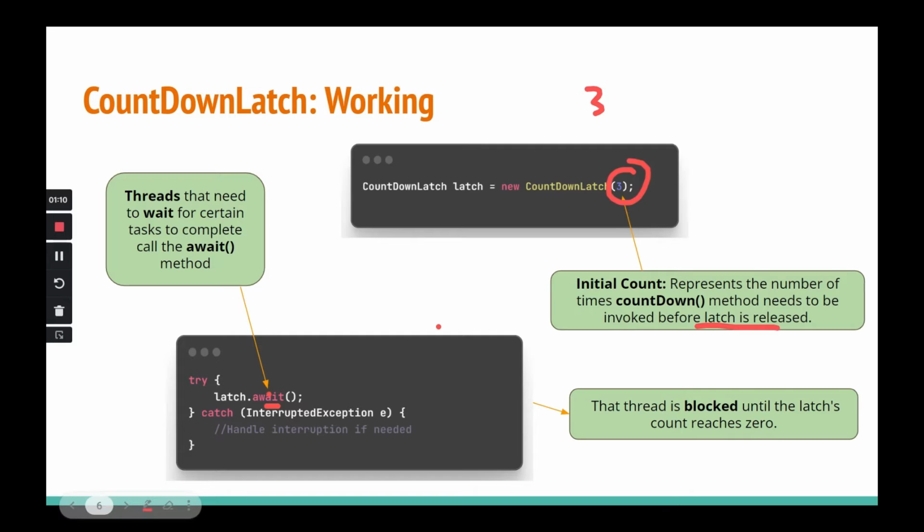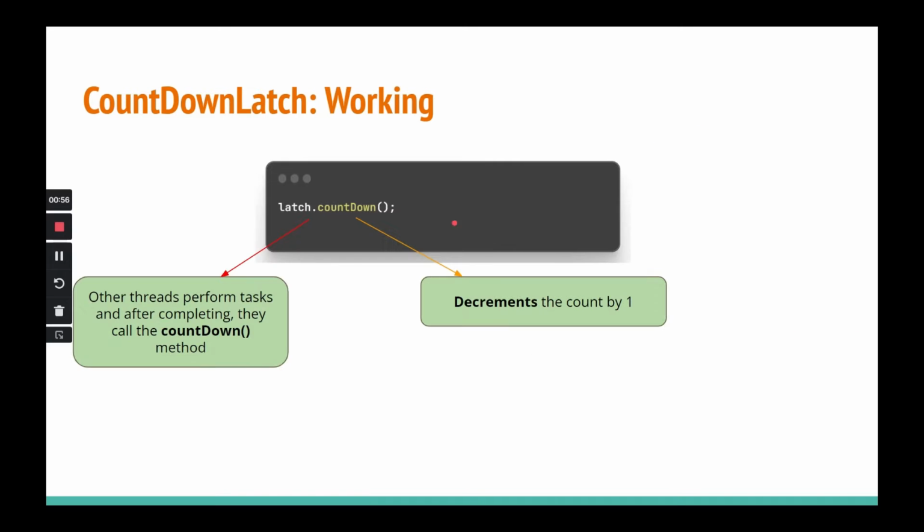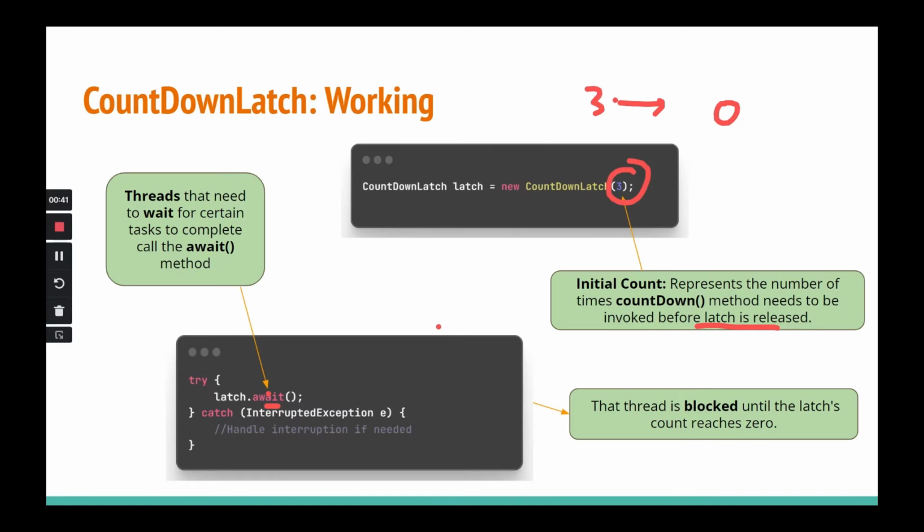The ones who are waiting are going to call the await method. Like in this case, the main thread is going to be waiting. They are going to call the await method, and they will remain blocked as long as this count of 3 doesn't come down to 0. And each working thread will keep on doing the work, and they'll call the countdown once the work is done. As a result, the total count which we had, 3, is going to slowly decrement.